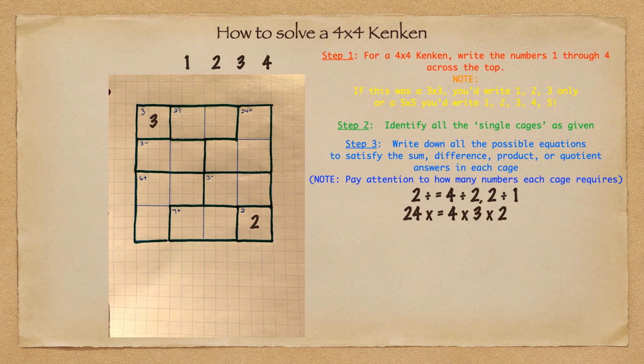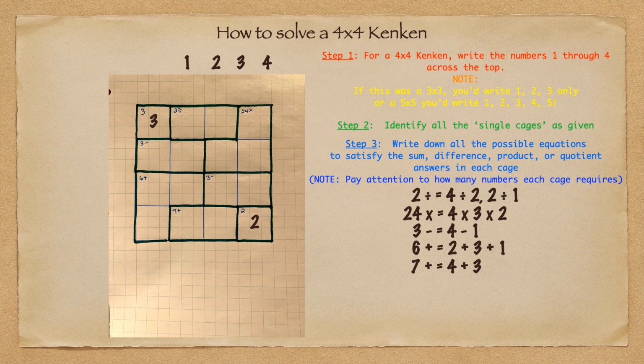4 times 3 times 2 will give us that answer. The difference of 3 can only be 4 minus 1. The sum of 6 is a 3-number equation, so 2 plus 3 plus 1, and then the sum of 7, 4 plus 3.